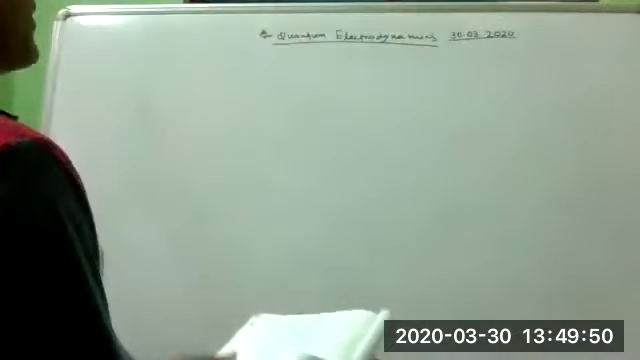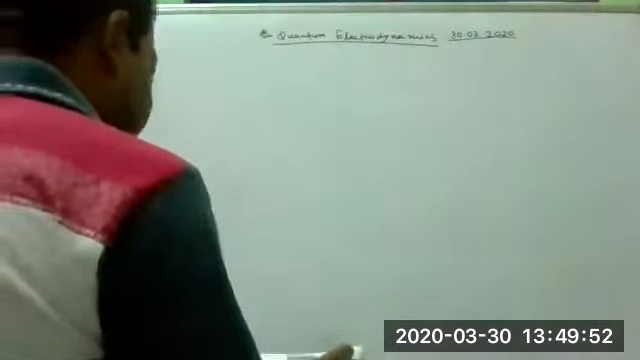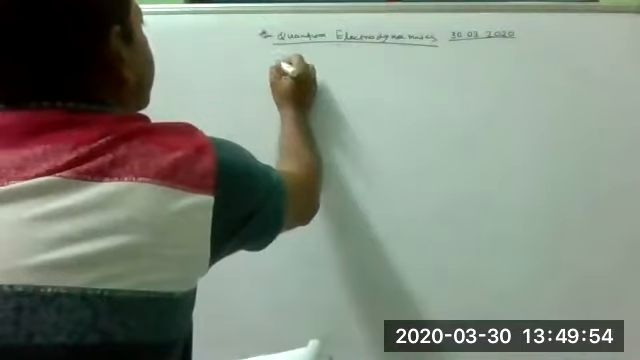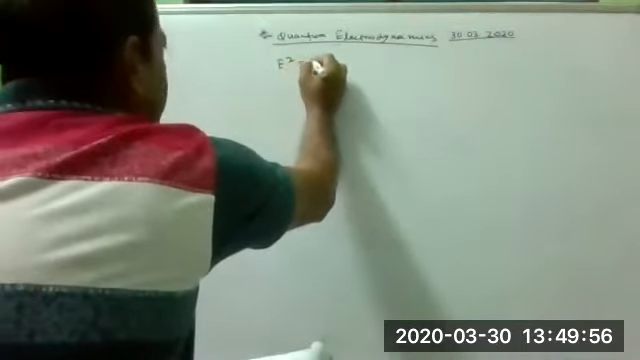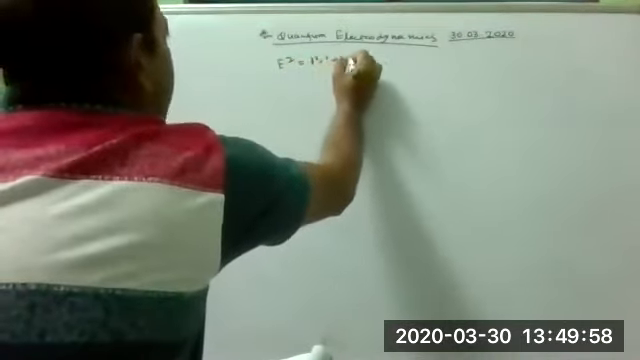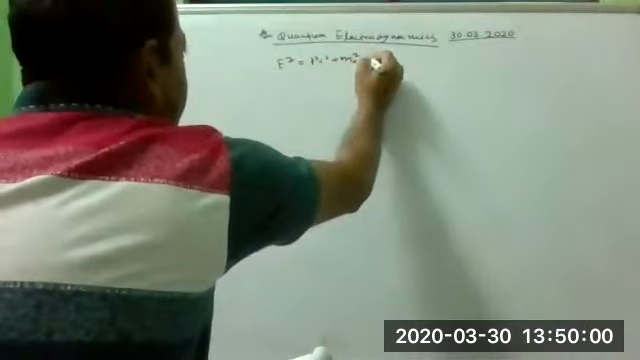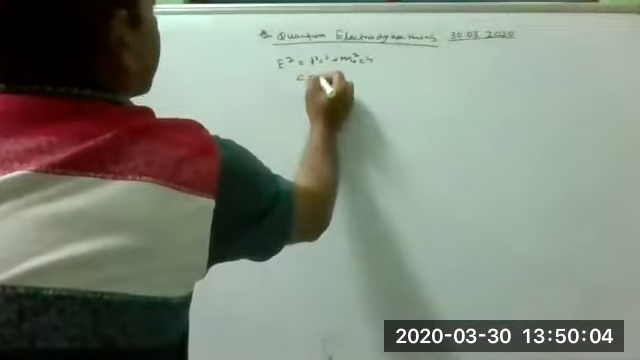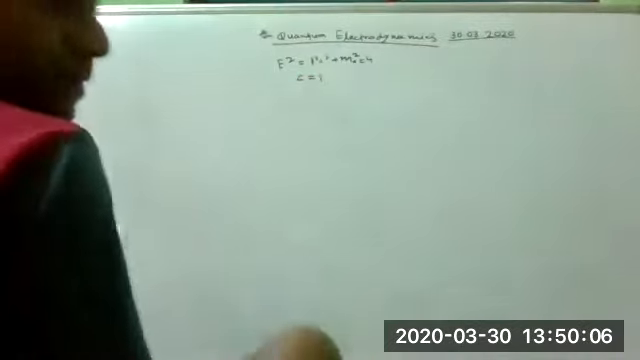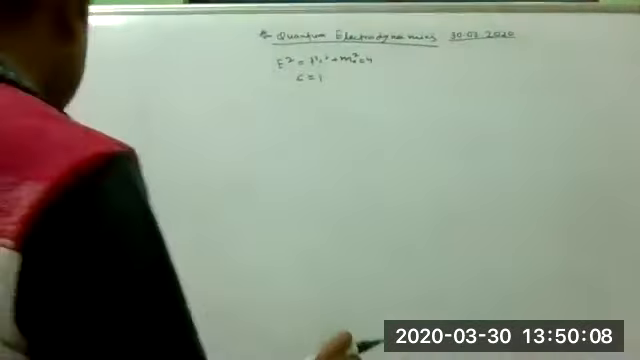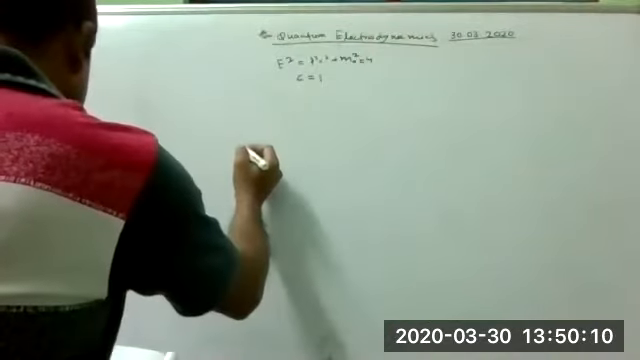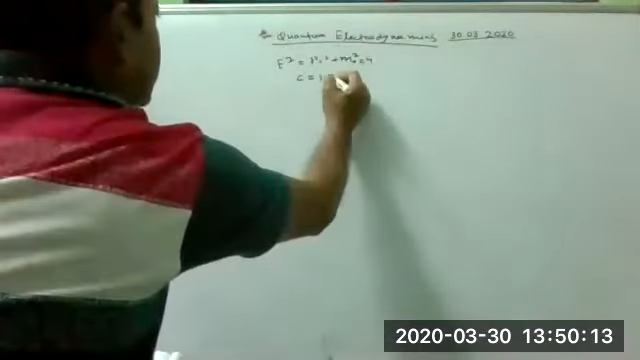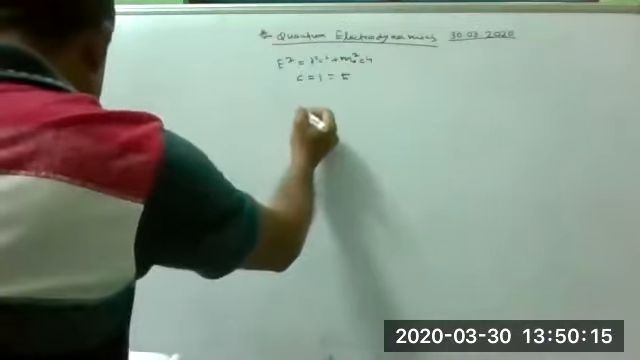Today's class is quantum electrodynamics. Now we have E square equal to p square c square plus m0 square c to the power 4. And in natural units, we always take c equal to 1, and also h bar equal to 1.